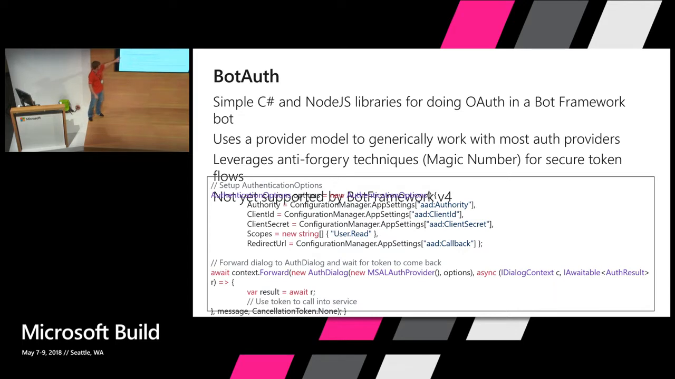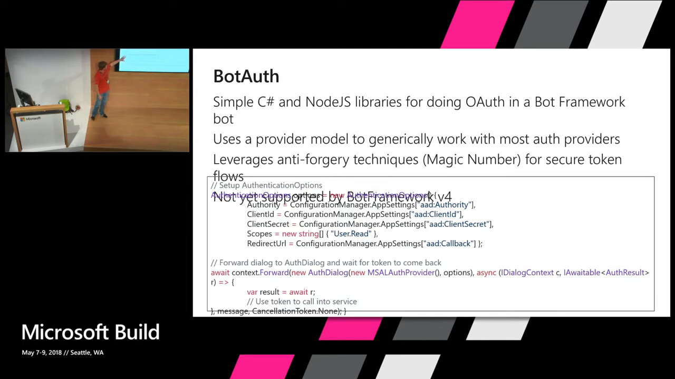What I put here is the basic flow. Again, I apologize for it being hard to read up here. But using BotAuth is really two lines of code. That's what it takes for me to get a token to where I can then call into a secure service. Again, we're going to be concentrating on Microsoft Graph here, but you could just as easily do this with some other type of provider.